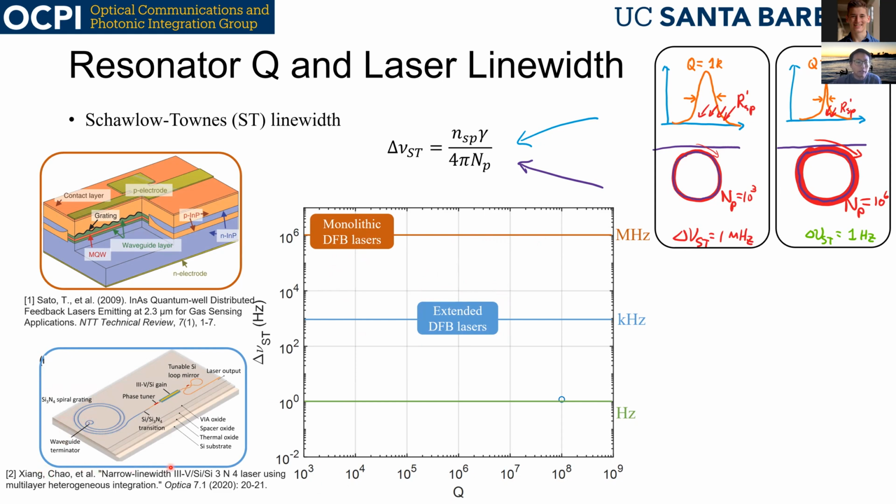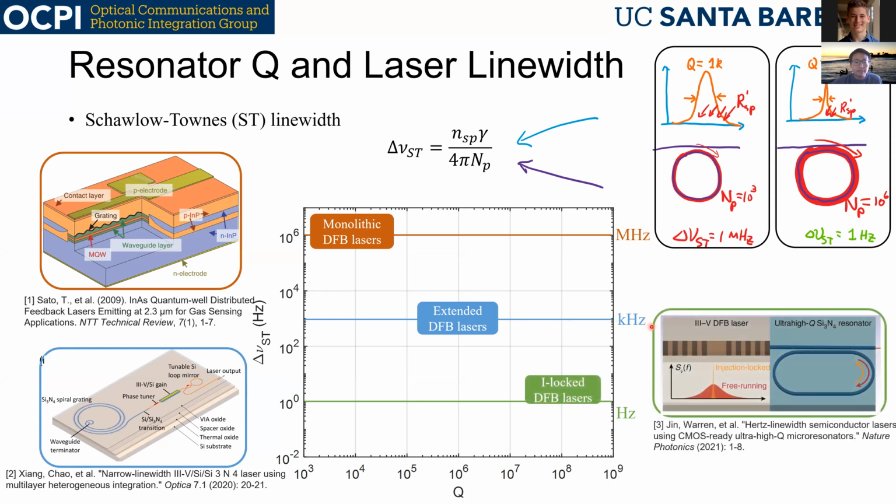This is a recent work done in Bauer's group by Chow, where the extended cavity is mostly made up of ultra-low-loss silicon nitride, and these extended DFB lasers can achieve linewidths on the order of kilohertz. Most recently, this is another work demonstrated by Bauer's group, where a megahertz linewidth DFB laser is injection locked to an ultra-high-Q silicon nitride resonator with Qs up to almost 200 million. This injection-locked DFB laser can achieve linewidth down to the hertz level.